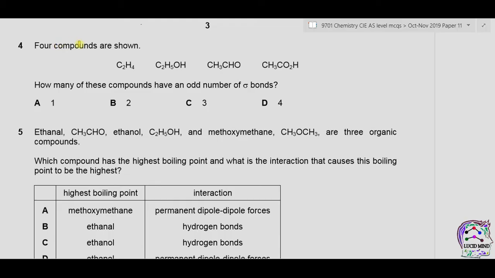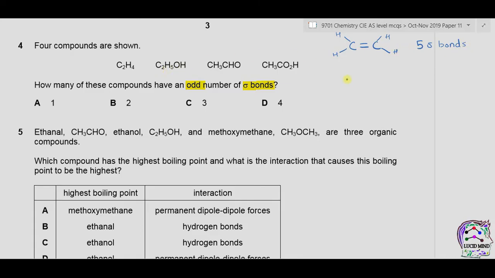Question 4. 4 compounds are shown: C2H4, C2H5OH, CH3CHO and CH3CO2H. How many of these compounds have an odd number of sigma bonds? Let's draw the bonds. First one is C2H4, which is ethene, so we have a double covalent bond between carbon atoms and single bonds with 4 hydrogens. Now the number of sigma bonds is 5. We have 5 sigma bonds and 1 pi bond.